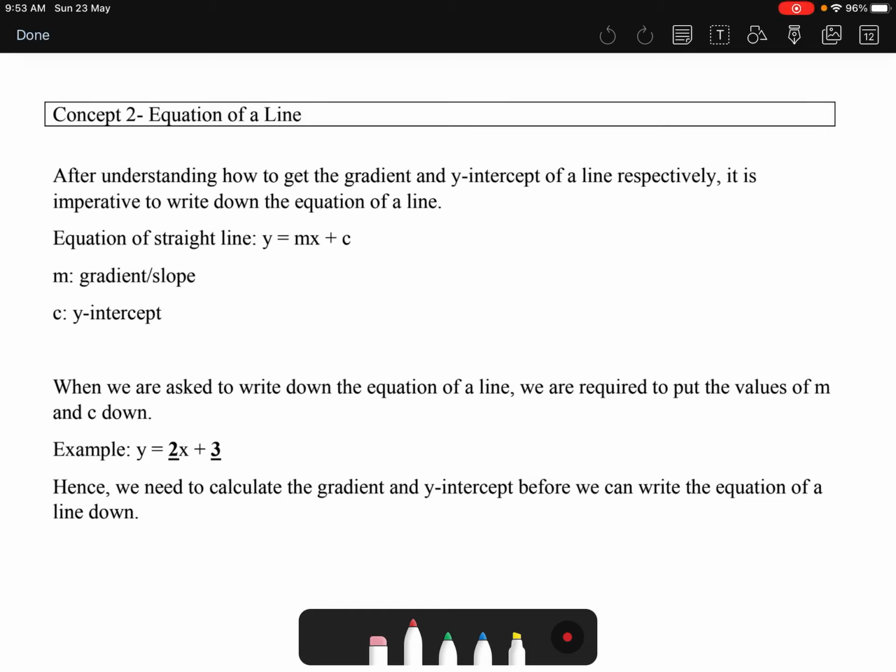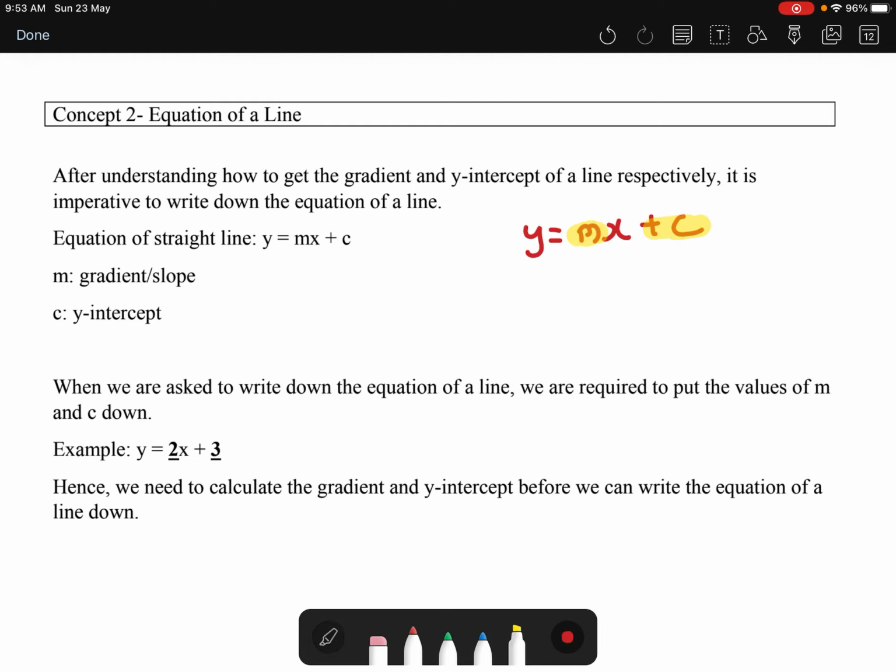Alright, so next, after finding the gradient and the y-intercept, we will write the equation of a line. So how do we write the equation of a line when we are required to do so? Very simple. You just have to give me the y equal to mx plus c. This is the general form. You have to give me this value and this value.